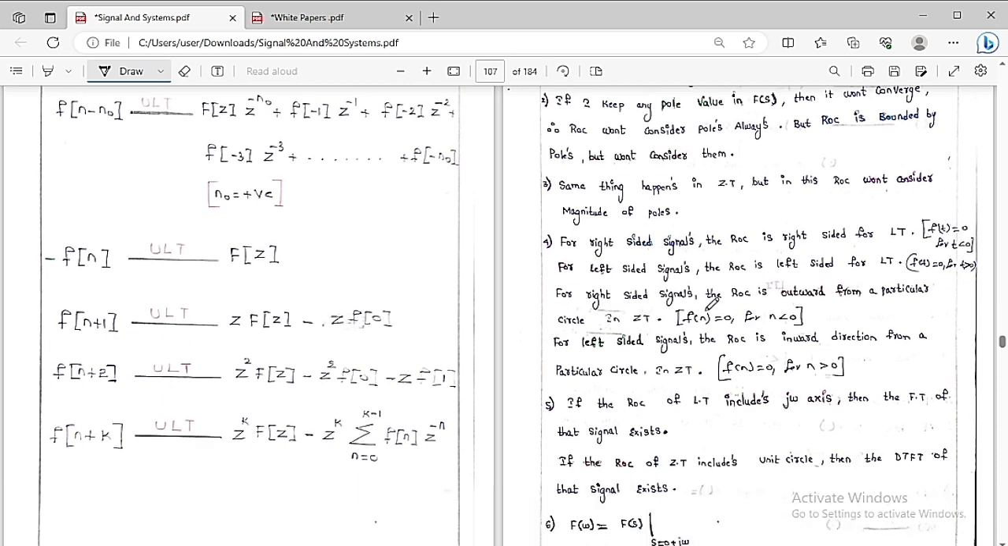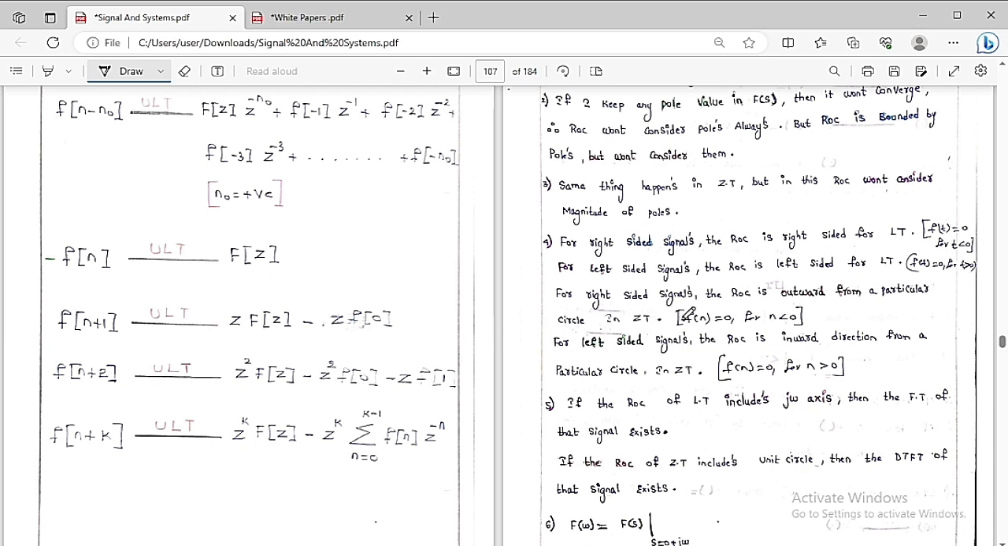The next point is, for right-sided signals, the ROC is right-sided for the Laplace transform, where f of t is equal to 0 for t less than 0. For left-sided signals, the ROC is left-sided for the Laplace transform, where f of t is equal to 0 for t greater than 0.